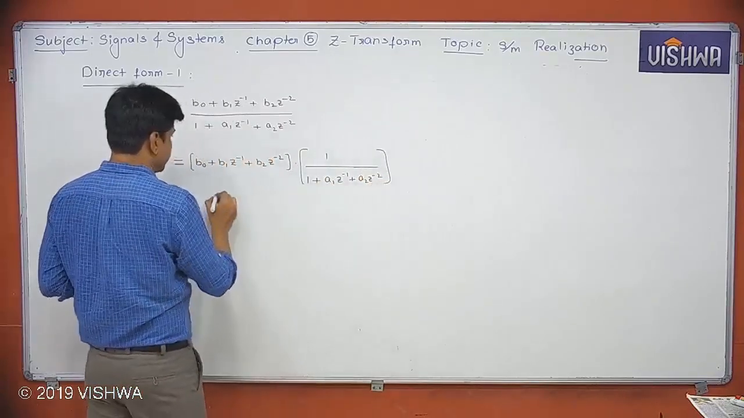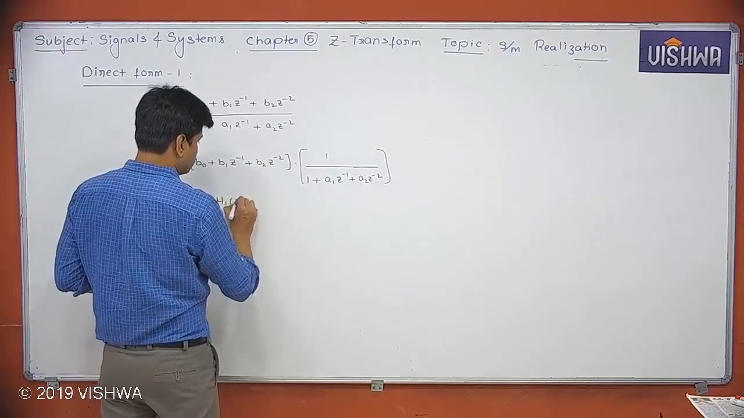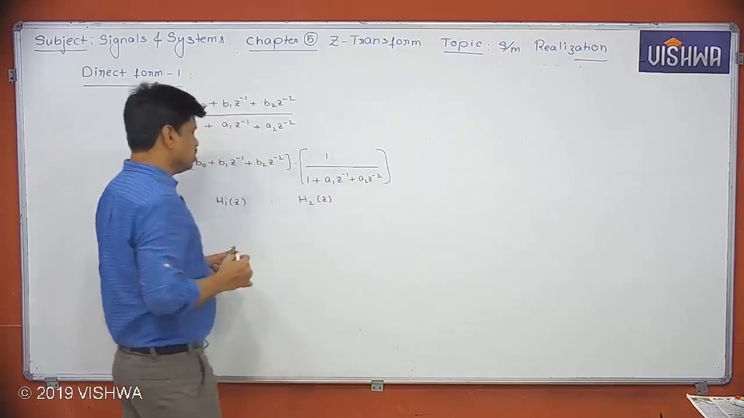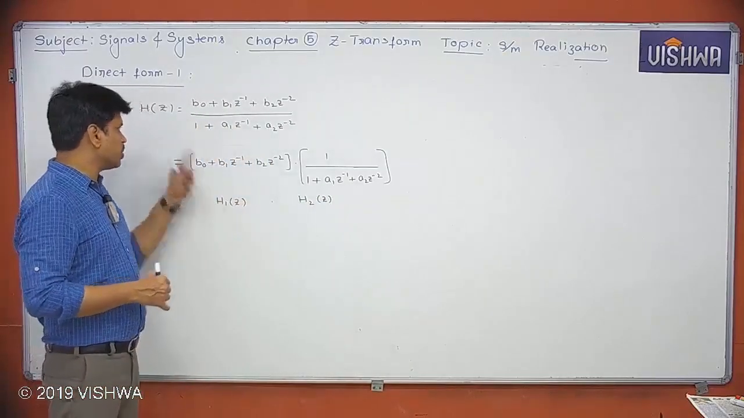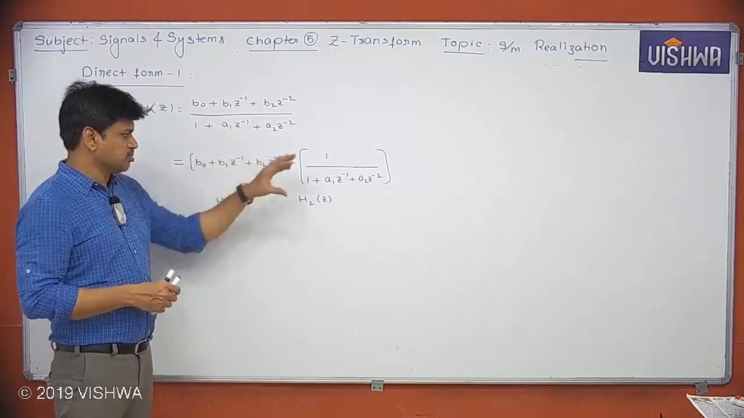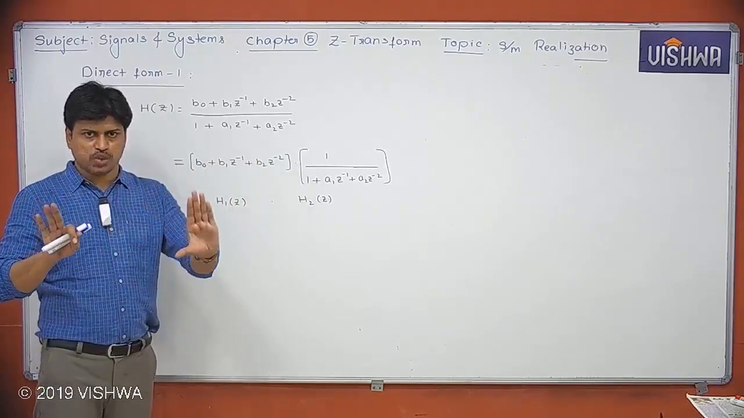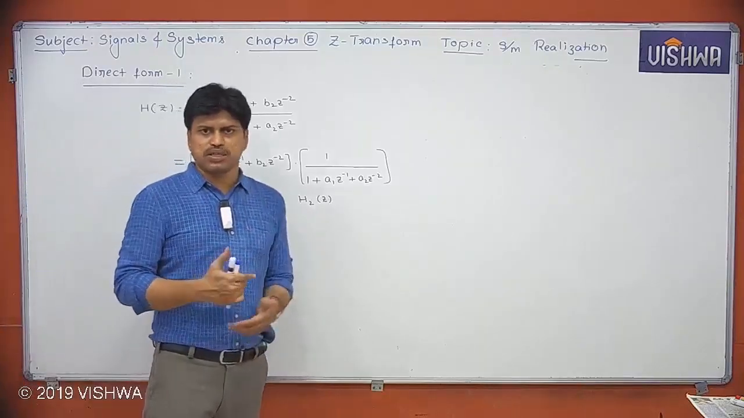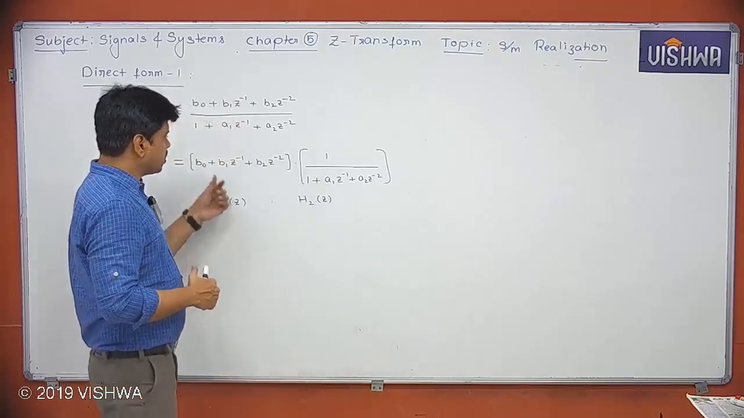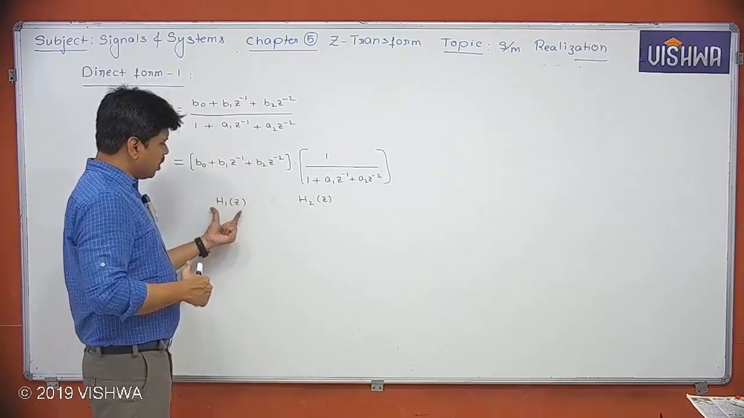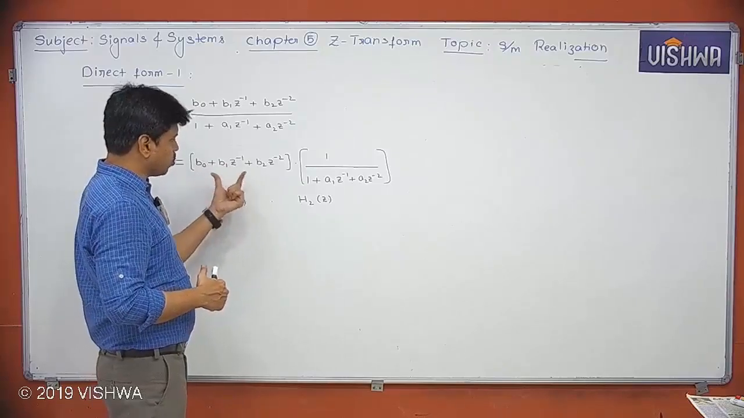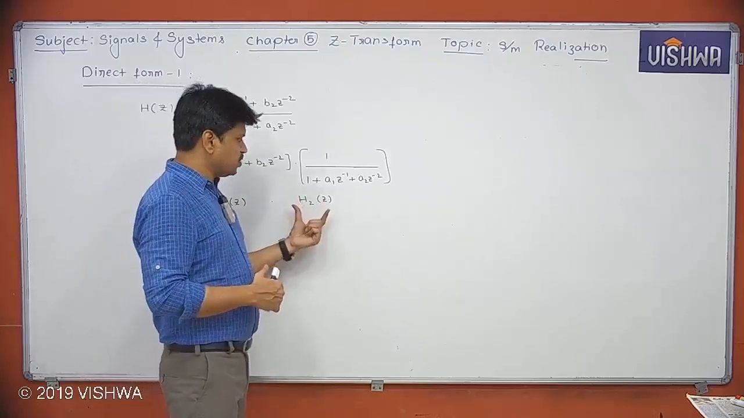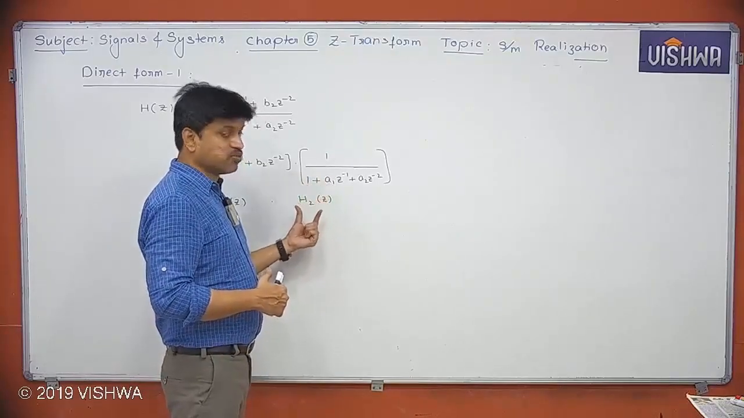I can call this h1 of z multiplied with h2 of z. Two transfer functions are getting multiplied to get the overall transfer function, meaning these two systems are in cascade, h1 of z and h2 of z. If they are in cascade, then what is the overall system transfer function? That is nothing but h1 of z multiplied with h2 of z. Now, to realize h1 of z, which block do we have to use? That is the forward block, because it is a numerator. To realize h2 of z, which is the denominator, we have to use the feedback block.